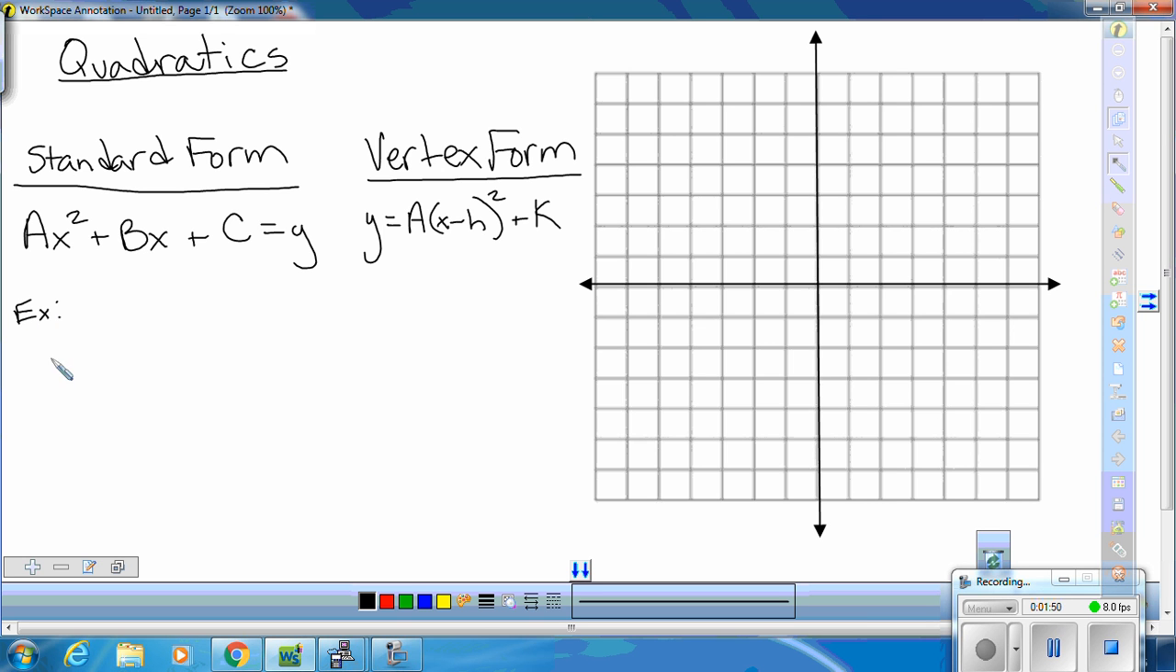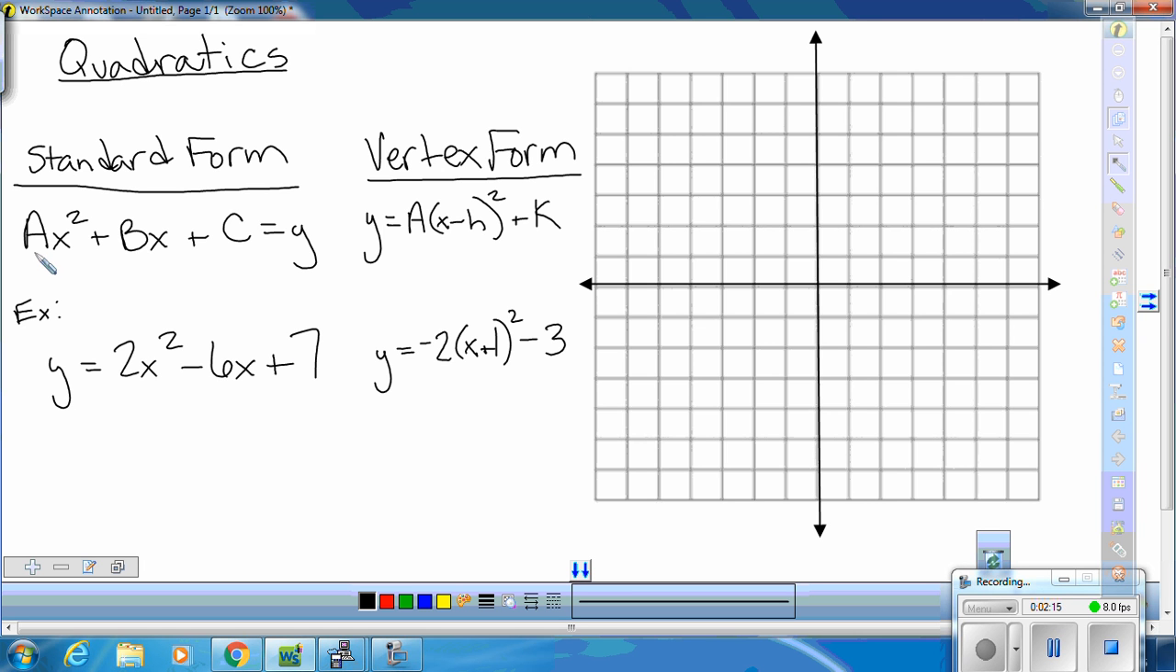If I have y equals 2x squared minus 6x plus 7, that could be a quadratic in standard form. In vertex form, it might look like y equals negative 2 times (x plus 1) squared minus 3. Okay, that could be a vertex form of an equation. So these are the equations and kind of their parts.